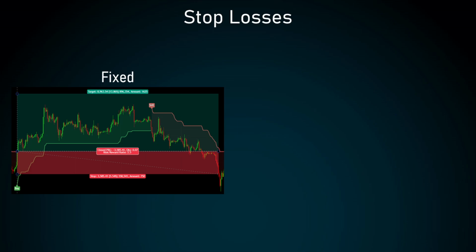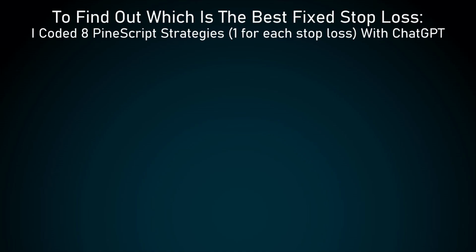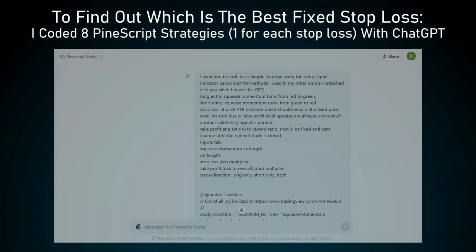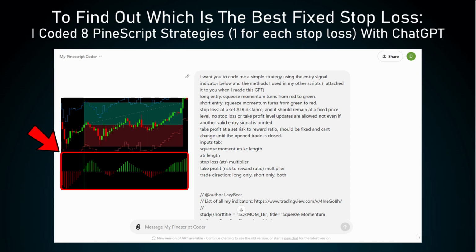Now let me explain how I will find out which is the best fixed stop loss indicator. To find out which is the best one, I coded 8 pinescript strategies for 8 stop loss methods. Each script will use the same entry signal, the squeeze momentum, and the same exit signal, a simple risk-to-reward ratio. The squeeze momentum is a mid-tier entry signal indicator. It is not the best one and not the worst, so I thought it will be ideal for this backtest.